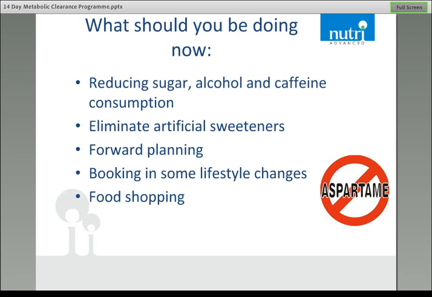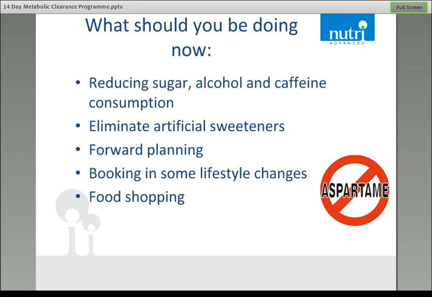During this time, you also want to think about forward planning. How over the 2 weeks of your metabolic clearing are you going to fit in all of your other commitments that you've got? So maybe what you want to do is some additional planning and thinking about what meals you're going to put in place on each day. Booking some lifestyle changes. Maybe during this time it's the opportunity to treat yourself to a massage or some sort of activity that you don't usually give yourself time to do. Maybe it's something as simple as going out for a walk in the countryside that although you might enjoy, you just don't have that time to fulfill.